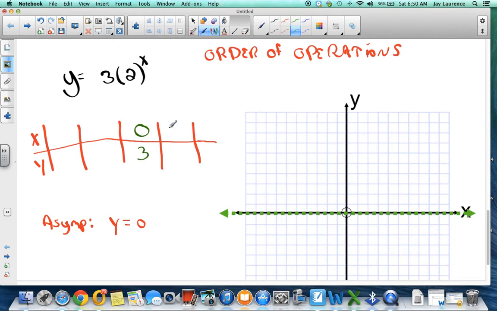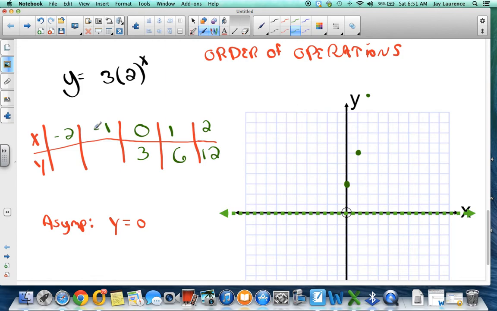is 3. Now I can do 1 and 2, and negative 1 and negative 2, and see what happens. So 2 to the first is 2, times 3 is 6. 2 to the second is 4. 4 times 3 is 12. Okay, so I'm going to have 0, 1, 2, 3 right here. 1's going to be at 4, 5, 6. And then 2, 12 is going to be like right up there.